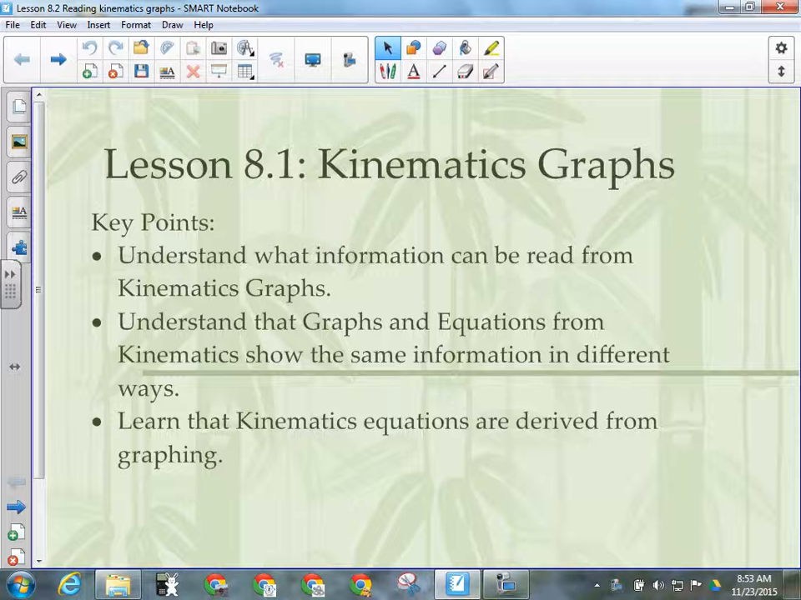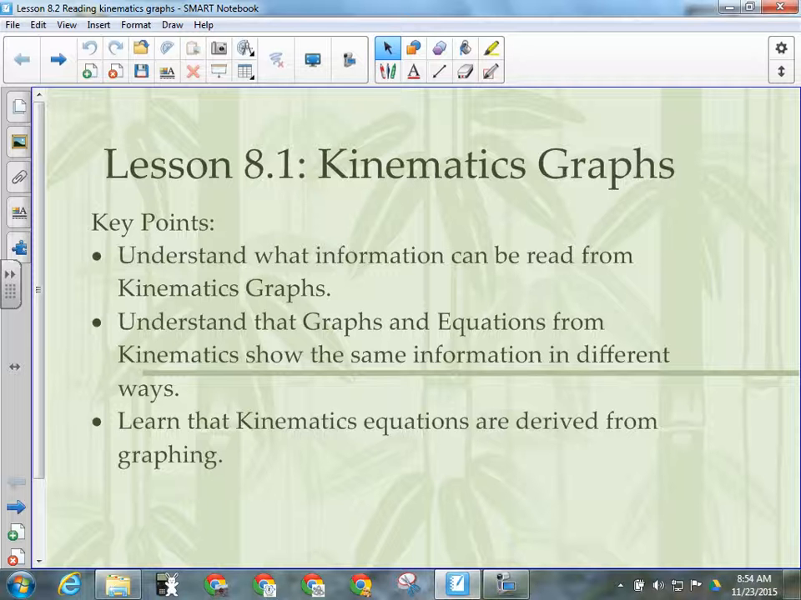Basically the slope of any graph tells you the numerical relationship between your manipulated variable and your responding variable. How much does my responding variable increase or decrease as I change the manipulated variable? Things like that. So the slope always tells us that relationship.